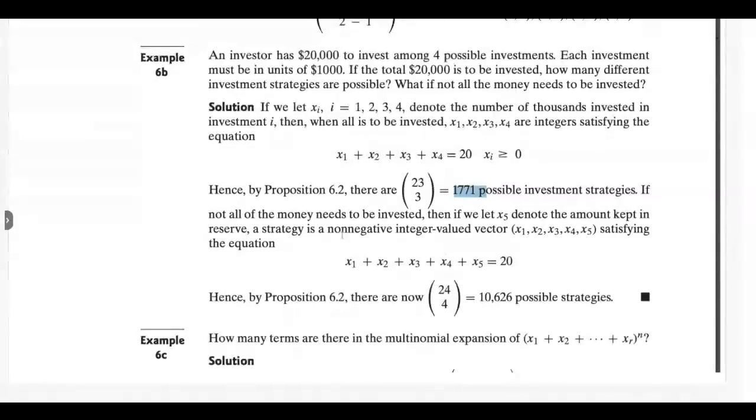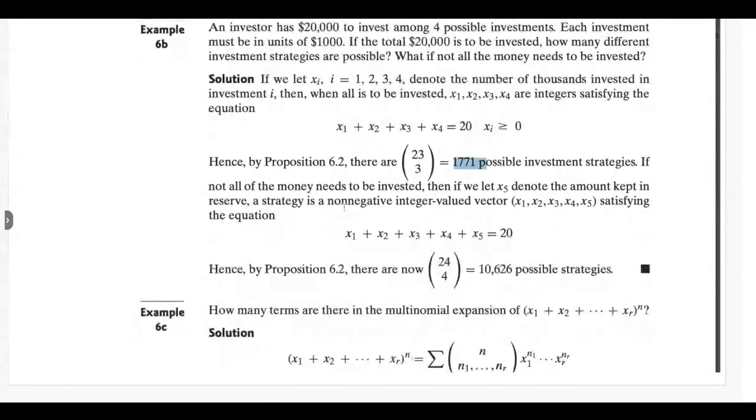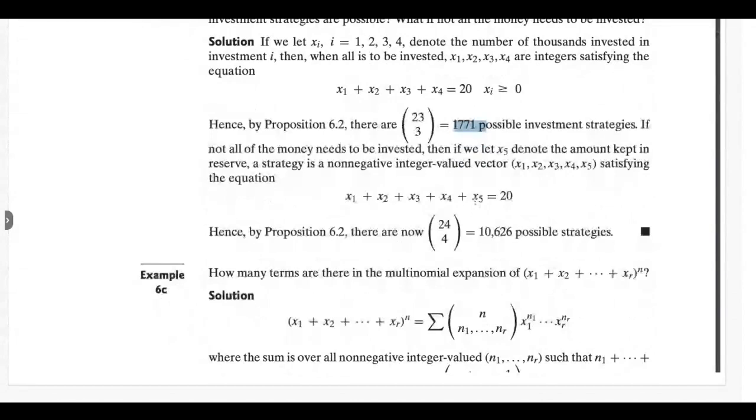Let's see this. If not all of the money needs to be invested, then if we let X5 denote the amount kept in reserve, a strategy is non-negative. It's non-negative in the integer value vectors. Basically, this is saying you just add one more, so some money is not invested in these four investments. Some money left, we just think of it as a reserve, as a group of reserve. So then we would add X5, we have X1 up to X5 equals 20.